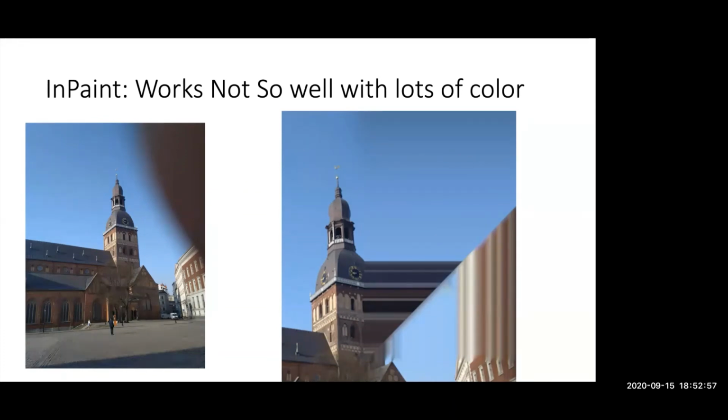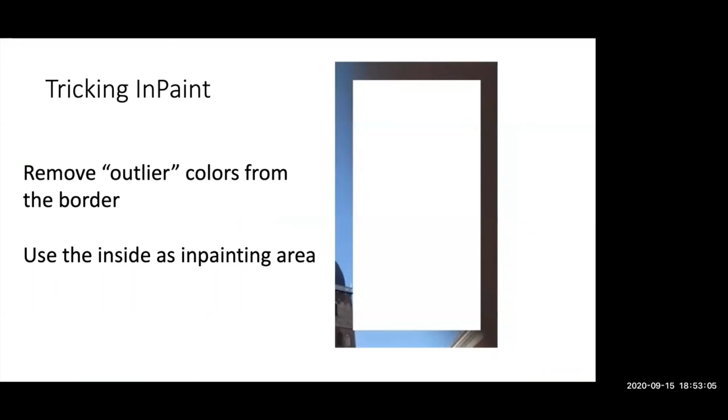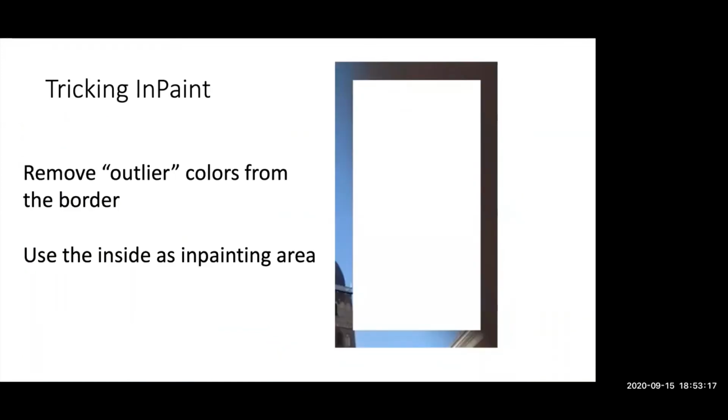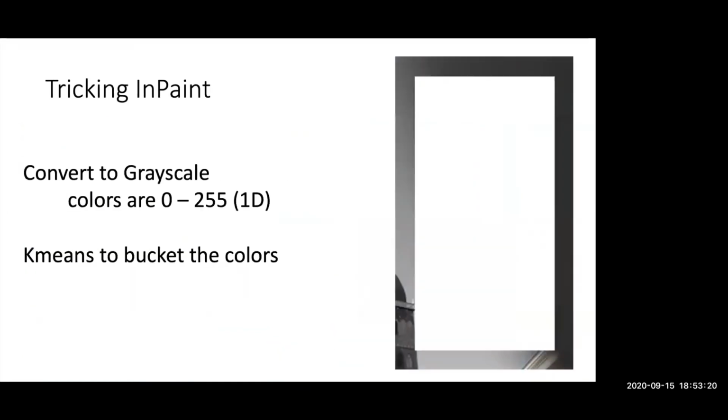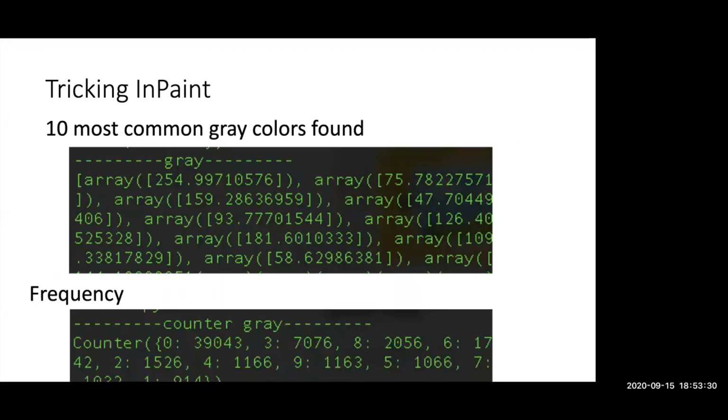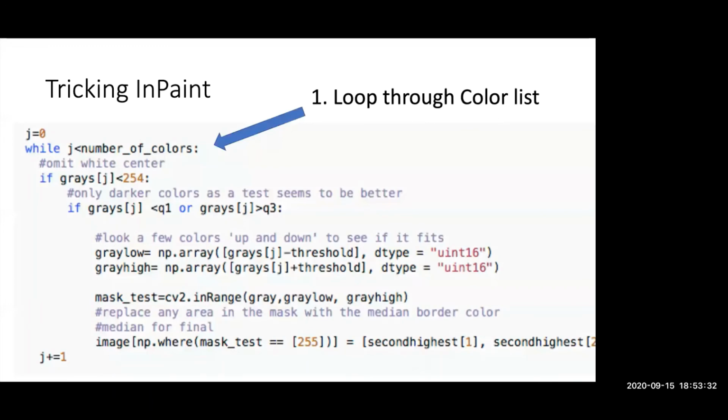I started playing around with this, trying to trick the system by messing around with the borders and removing the outlier. So this is the border. And what the inpainting does is it picks the border, it smears the colors from the border into the middle, right? So that's why you get these weird smears from the buildings, all right? So what if I can remove those outlier colors and just go with blue? So I converted to grayscale, so I only have 256 colors to deal with. I try to bucket the colors and remove all the colors that are outliers, find the most common ones, remove all the other ones, do a little bit of Python here.